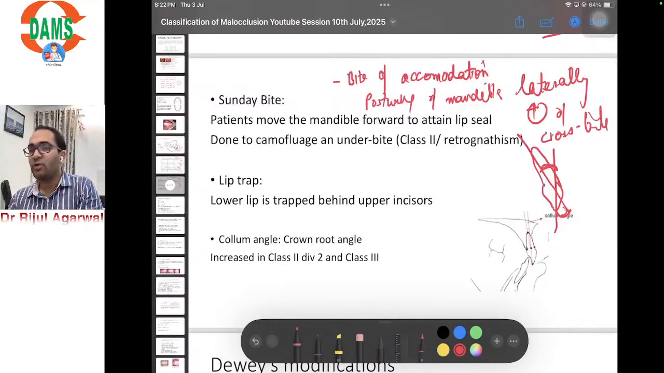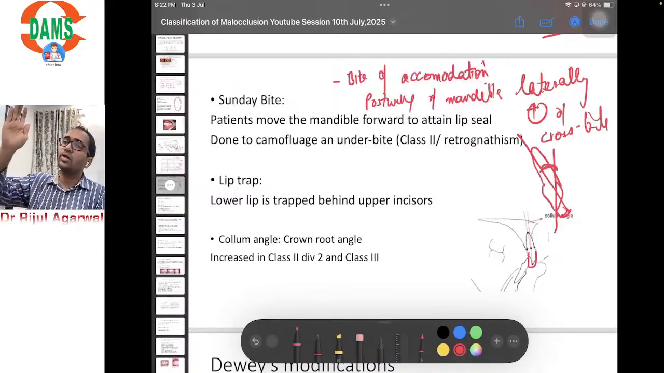So in division 2, what happens? As I said, the incisors are retroclined. The upper incisors are retroclined, but the roots are normally positioned in the bone. So when we are treating class 2 div 2, we have to keep in mind and look at the lateral cephalogram or the radiograph of the patient, so that when we are proclining the upper incisors, the roots do not come in contact with the cortical plate of the palatal bone.